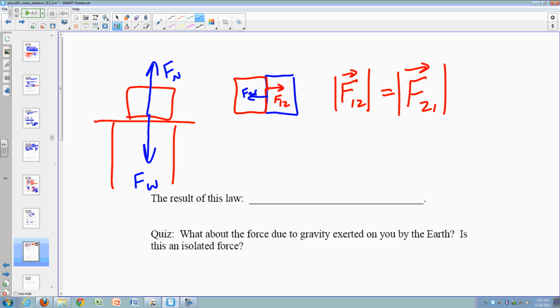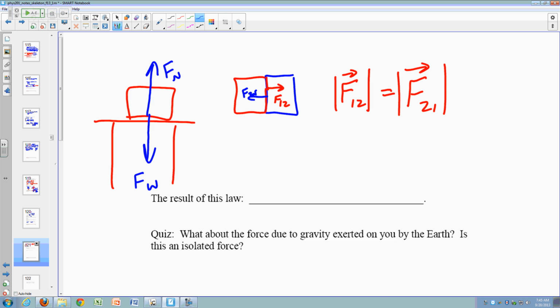That if we had two objects that were, did we do that yet? Universal law of gravitation? No. Or did we skip it? Oh, no, we haven't done that. Are we going to? All right, we might at the end of the chapter.